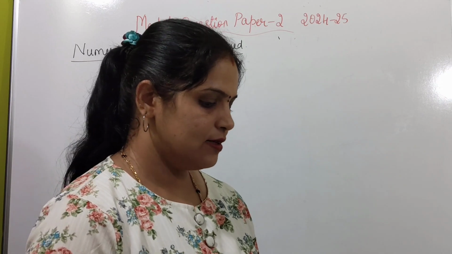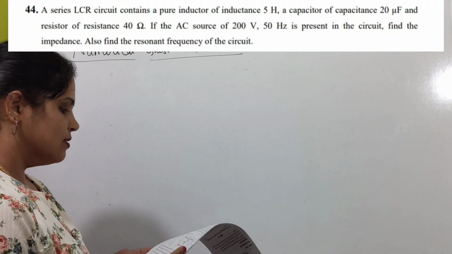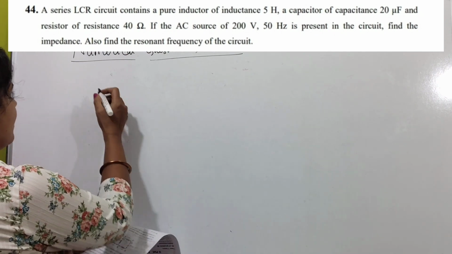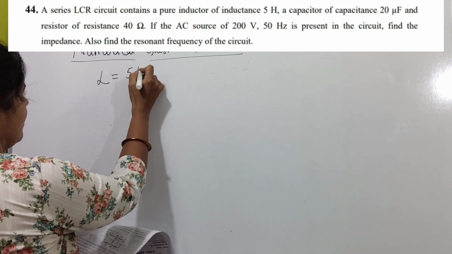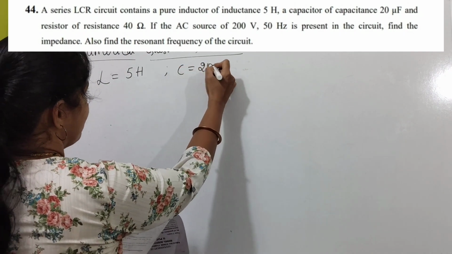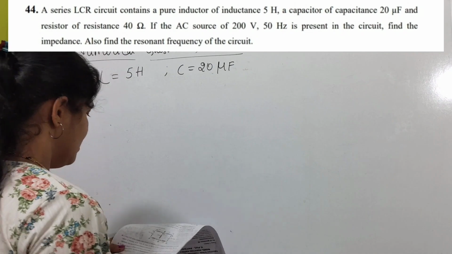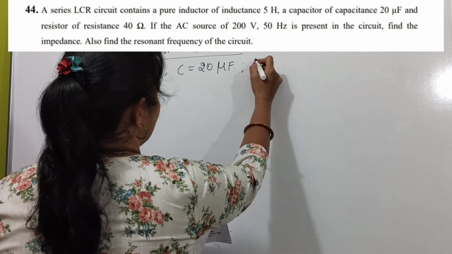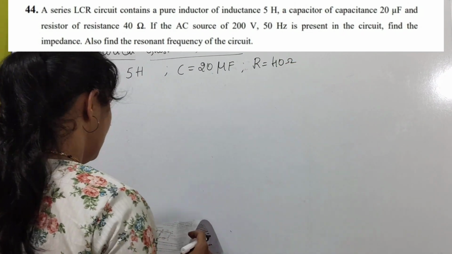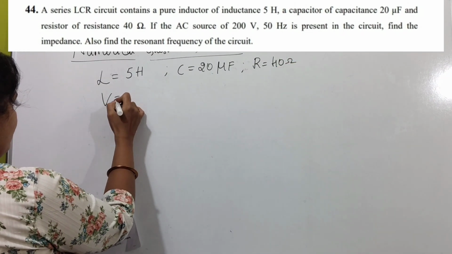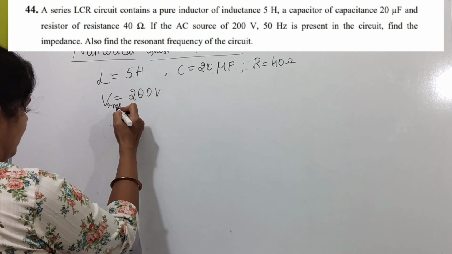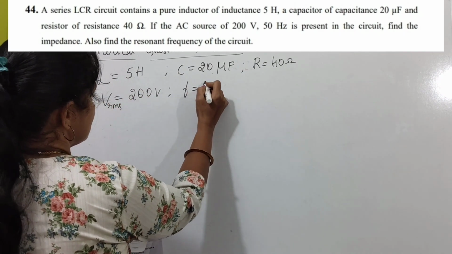Now the third question is from the AC chapter. A series LCR circuit contains a pure inductor of inductance 5 Henry, capacitance 20 microfarad, and a resistor of resistance 40 ohm, with an AC source of RMS voltage 200 volt. Frequency is 50.